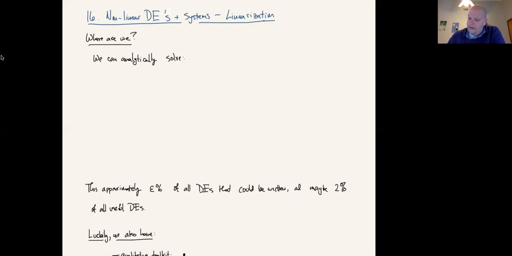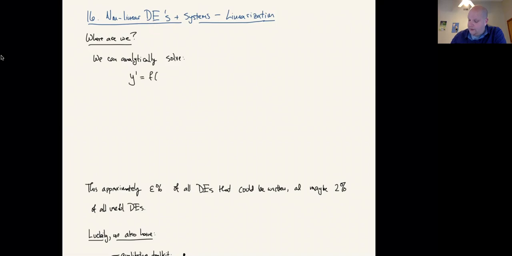So before we begin talking about new topics here, I thought we would pause and think about where we are. In particular, I want to think about where we are in terms of what kind of differential equations we can solve with analytic techniques. So here's what we can do so far. We can analytically solve separable differential equations.